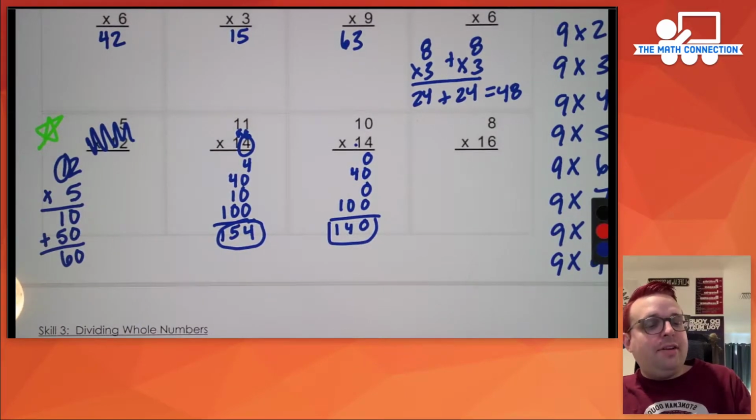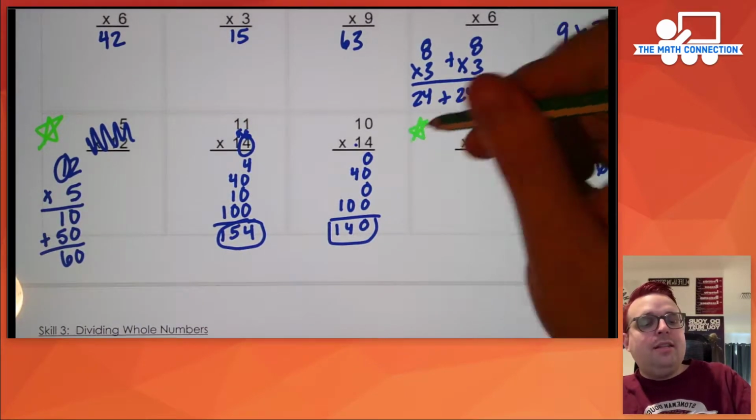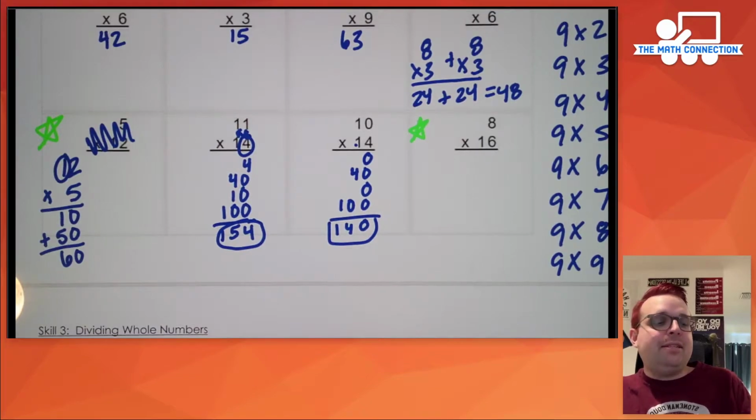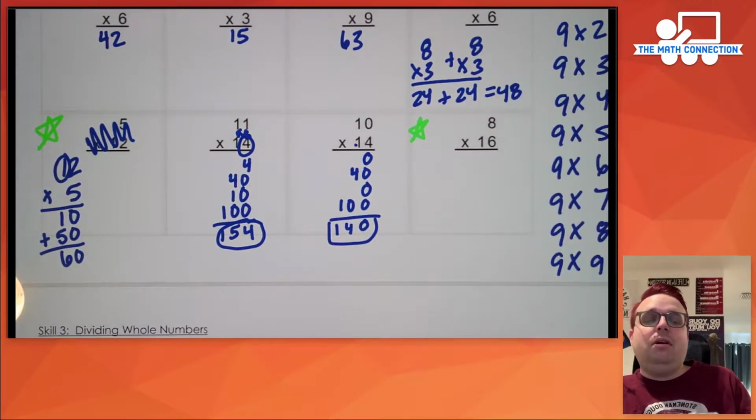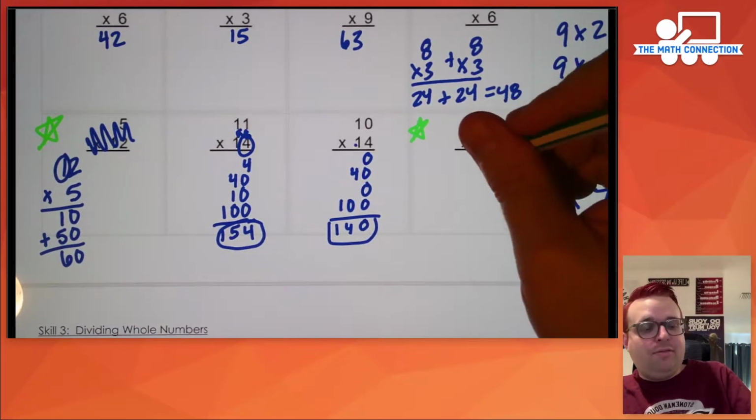Okay, so pause the video and then try this last question right here, 8 times 16, then we'll do it together. Okay, so we have 8 times 16. We're going to do 8 times 6 first. 8 times 6 we did already in a previous problem. We know the answer is 48.